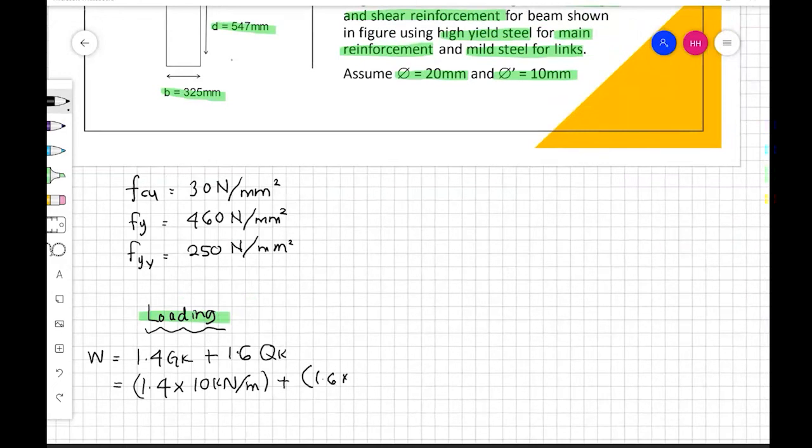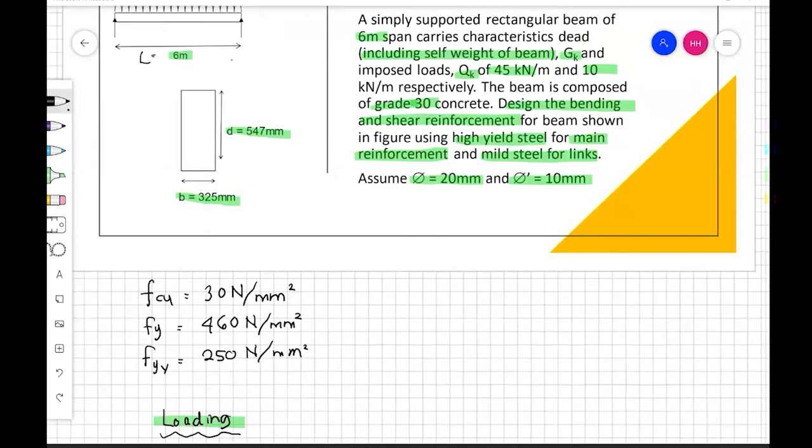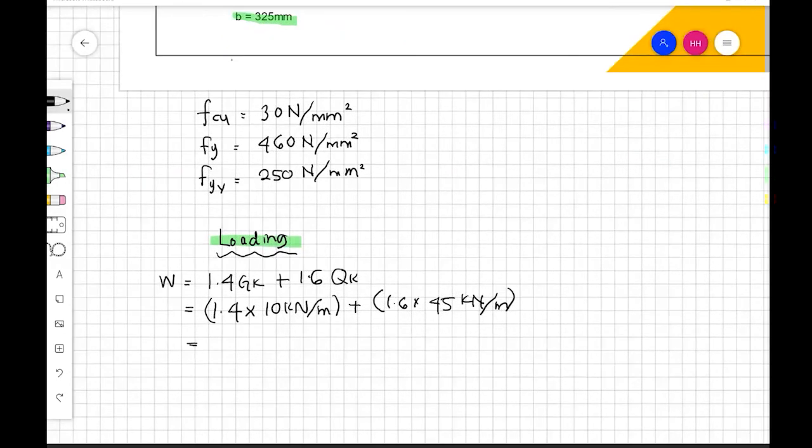Maafkan tulisan saya yang bodoh ni. Oh my god, buruk itu sangka. Okay, betul? 86 Newton. 86, yes. True, 86. 86 kilonewton per meter. Okay.